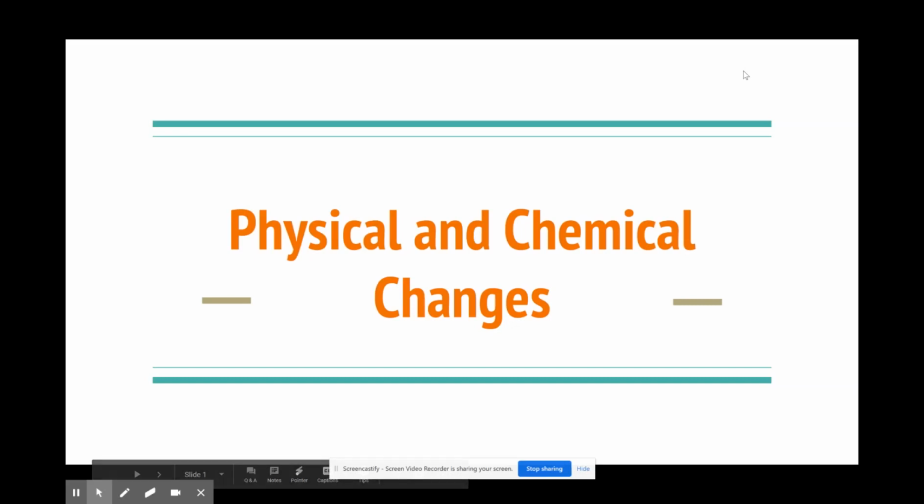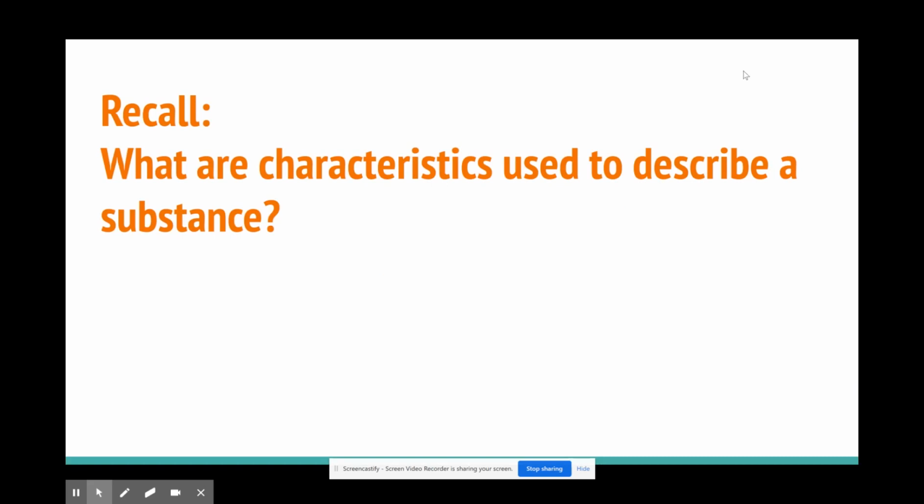Hi everyone, so these are going to be our notes on physical and chemical changes. Make sure in your notes you write this at the top so you know what section you're writing about. I want you guys to think back. We had this as one of our vocab words in the past.